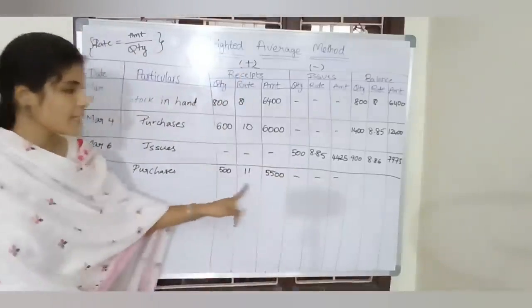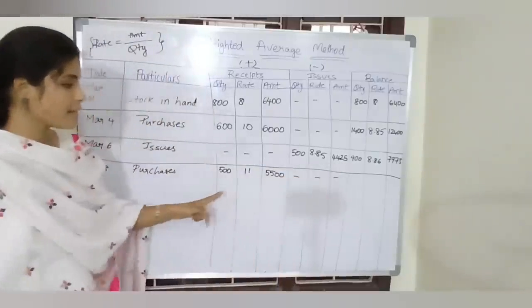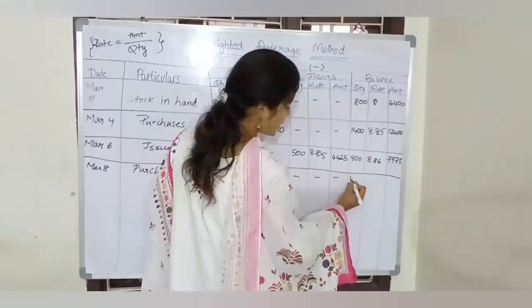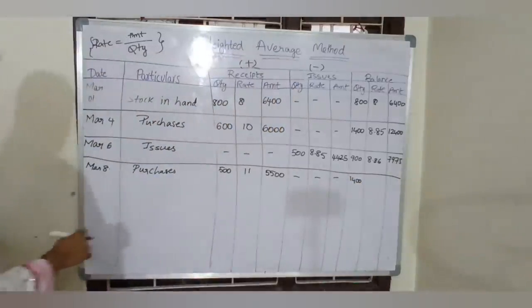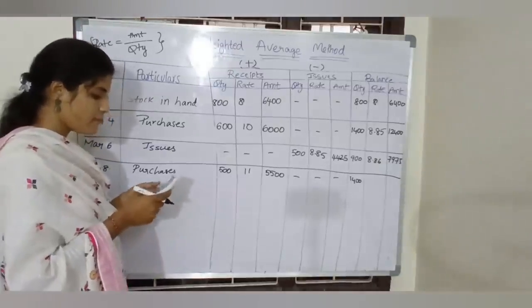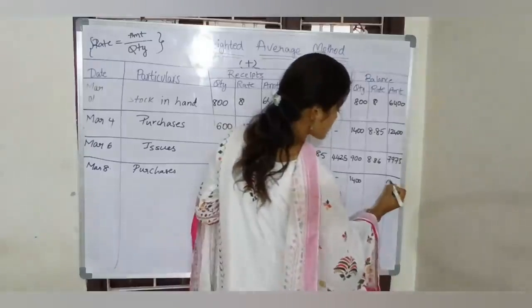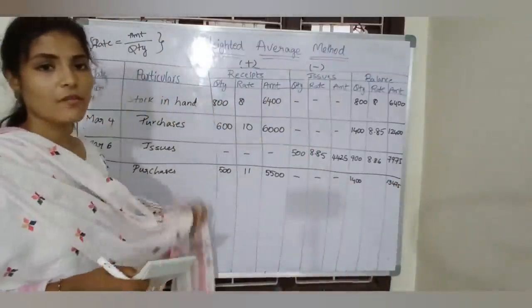So receipts, we need to add it. Quantity plus quantity, amount plus amount. Quantity 900, now 500, total 1400. Amount is 7975, now the new amount is 5500. What will be the total? 13,475.